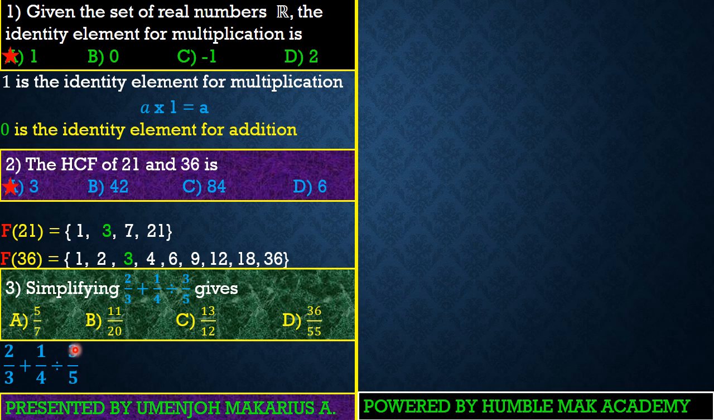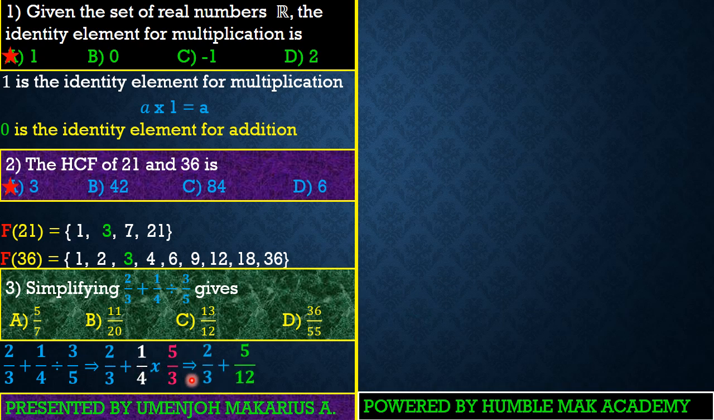What we are going to do is change to multiplication. By so doing, we invert 3 over 5, so we are going to have 1 quarter multiplied by 5 over 3. We take the reciprocal of the divisor, sorry. If we do that, we are going to have 2 over 3 plus 1 over 4 multiplied by 5 over 3. At this point, 1 can multiply 5, and 4 can multiply 3.